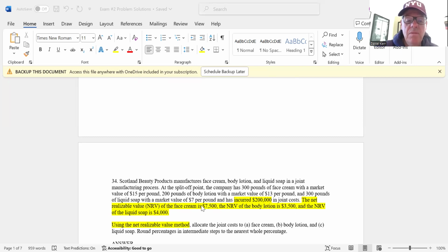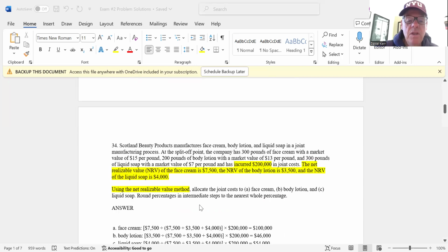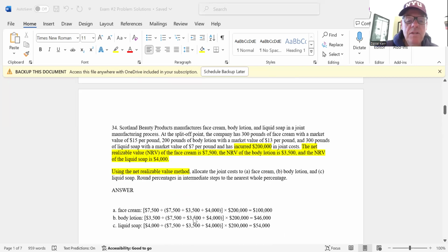Okay, and they told us the net realizable value for face cream was this amount, and they told us body lotion was this amount, and they told us liquid soap was this amount. So if you add those all up, it's 7,000. That's allocated on the basis of net realizable value. So face cream has 7,500. The body lotion has 3,500, and the liquid soap has 4,000. So there's your denominator throughout.